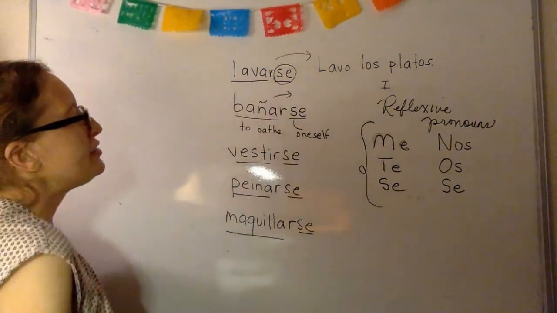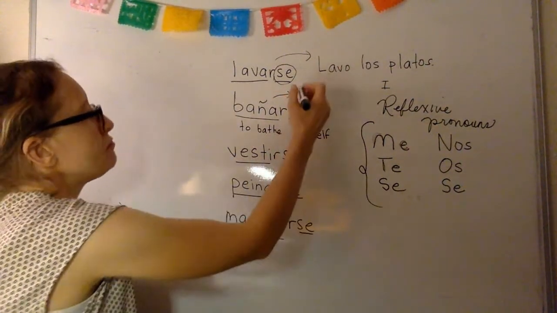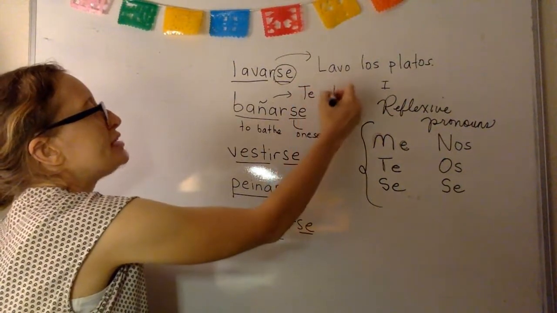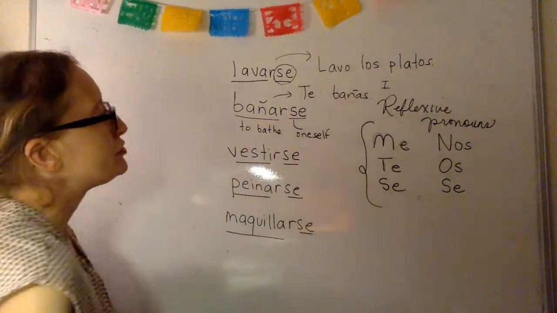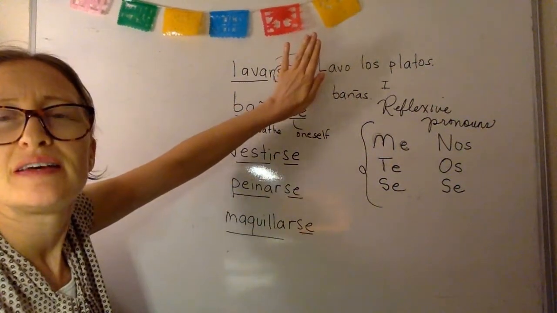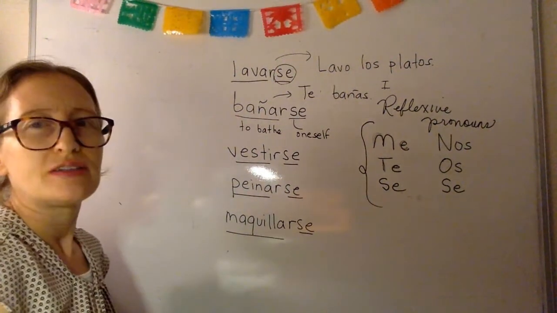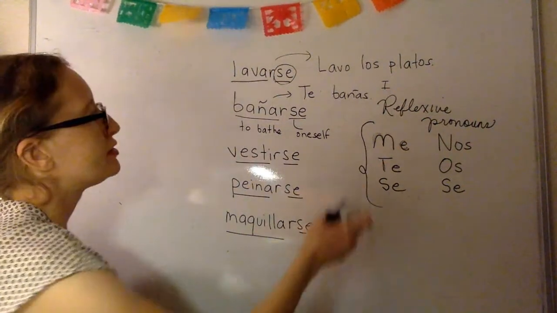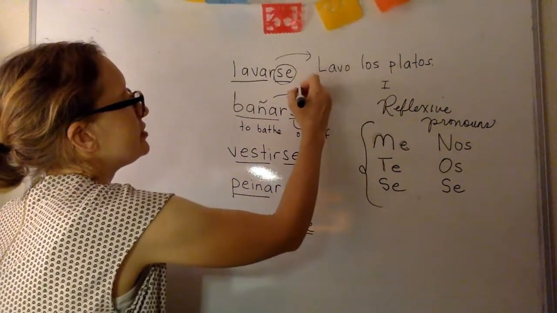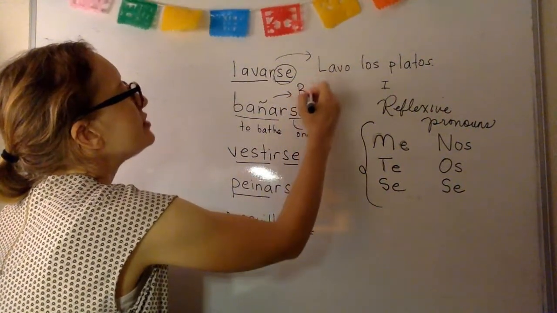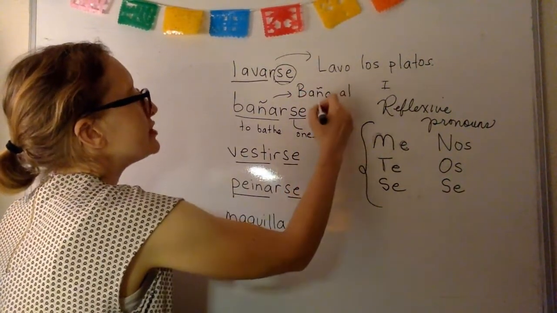Bañarse. You bathe yourself in the informal form. Te bañas. You bathe yourself. If you just say bañas, you bathe, the listener doesn't know who you bathe. It's not clear. What if you want to say I bathe the dog? Or let's say you bathe the dog. Well, now it's no longer reflexive. You're not bathing yourself. You're bathing a dog. Baño al perrito.